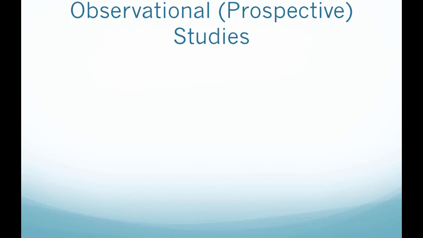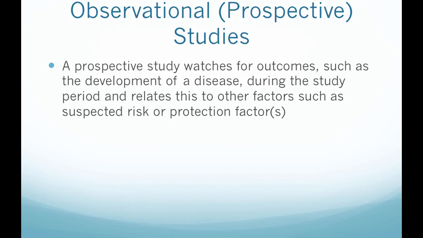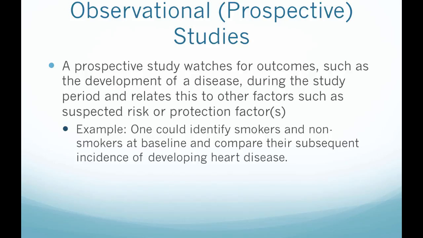The first type of study discussed is an observational or prospective study. This type of study watches for outcomes, such as the development of a disease, during the study period and relates this to other factors such as suspected risk or protection factors. These studies are typically defined over a specified period of time or duration. An example of this would be that one could identify smokers and non-smokers at a baseline and compare their subsequent incidence of developing heart disease over the years.